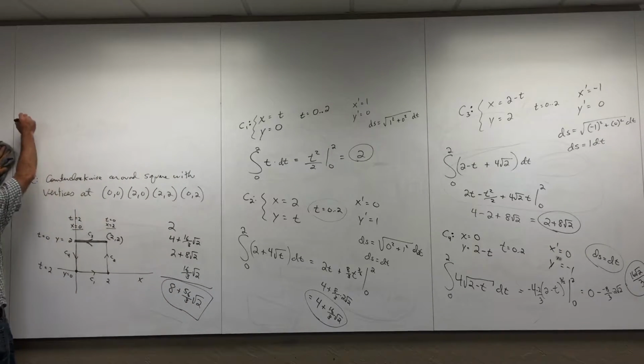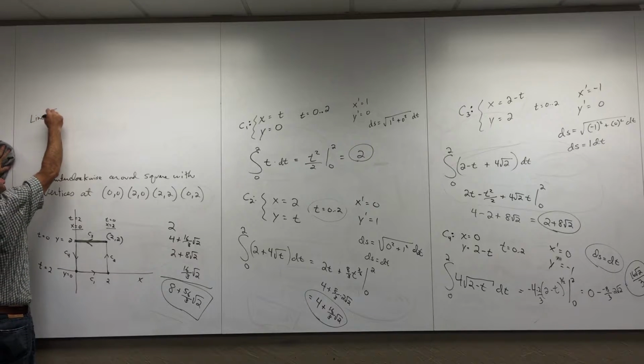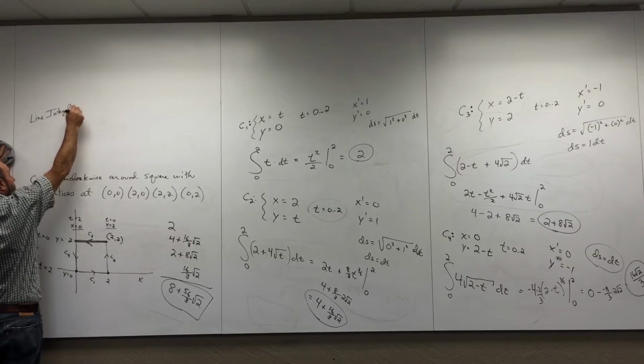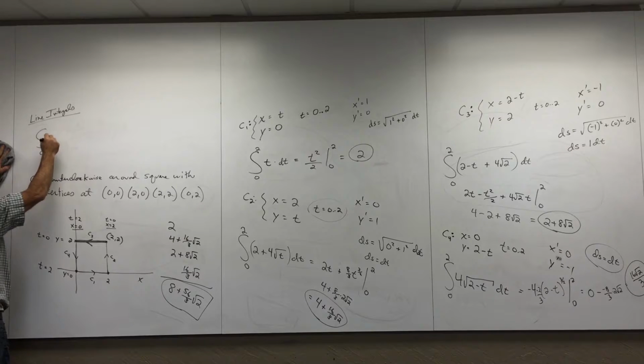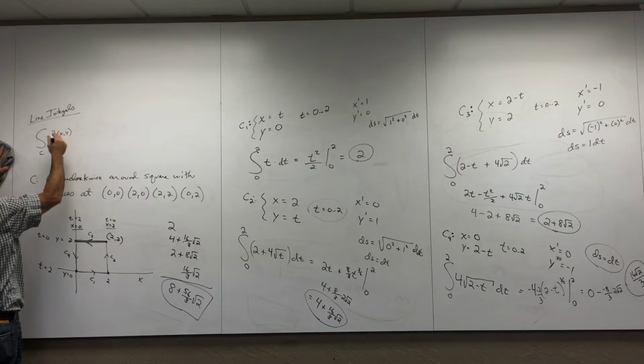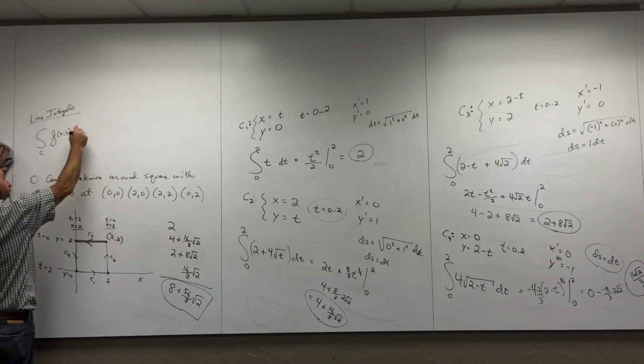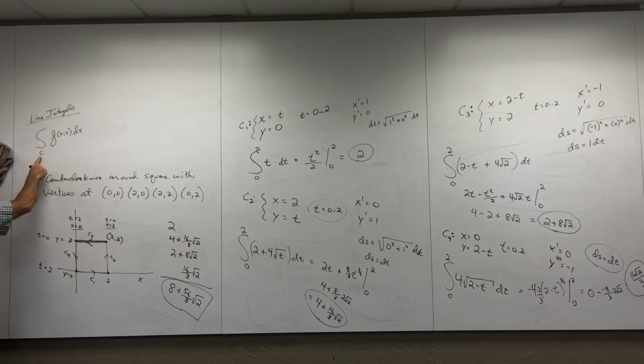So we're talking about these line integrals. And we've just talked about this one type, which is integrating a function with respect to the length of the curve over which we're integrating. We're integrating a function over a curve. It's called a line integral or a curve integral. And we did 2 or 3 examples.